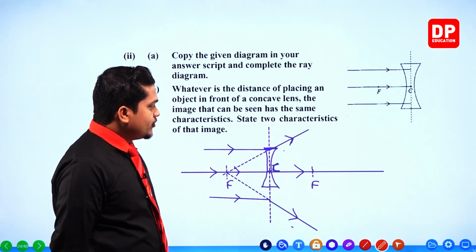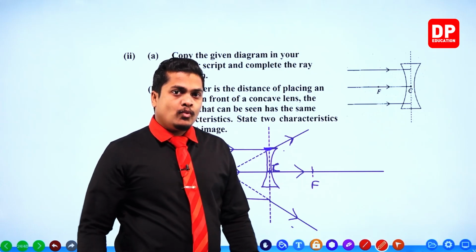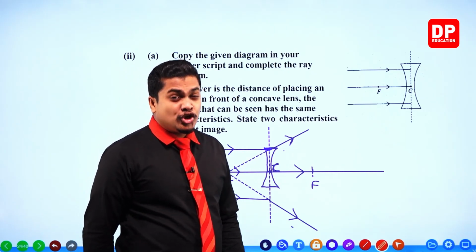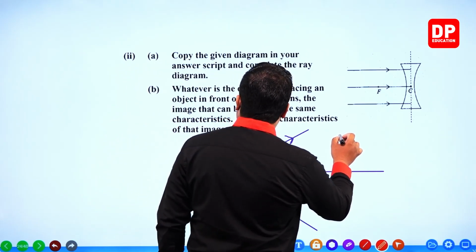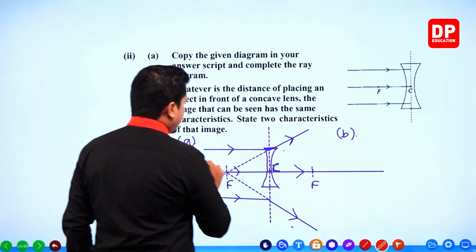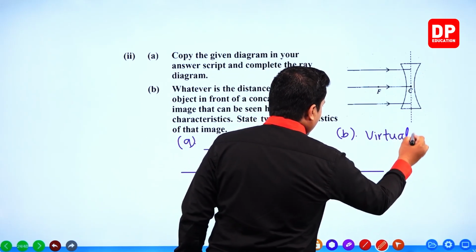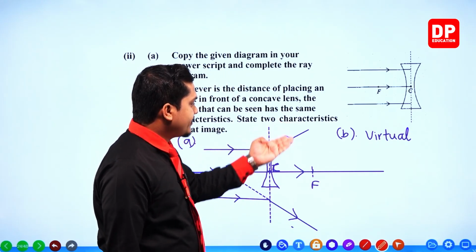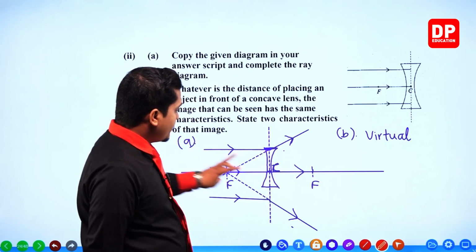So my dear children, by just looking at the structure of the light rays, you can clearly see that these light rays are not getting collected at the other side, which means all the images created by the concave lens should be virtual. So virtual. One feature: this is B and this is A. Okay. Virtual. The image is virtual because the refracted light rays are not getting collected at the other side.